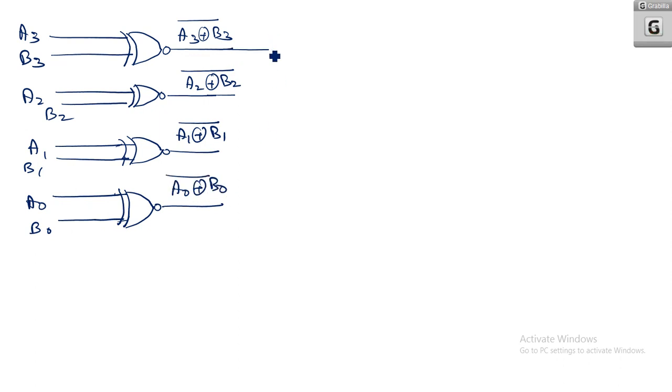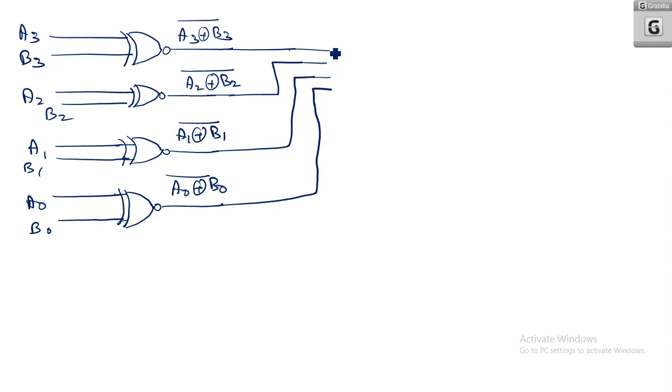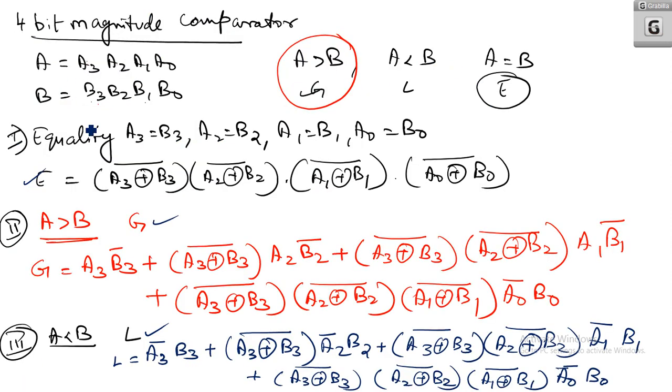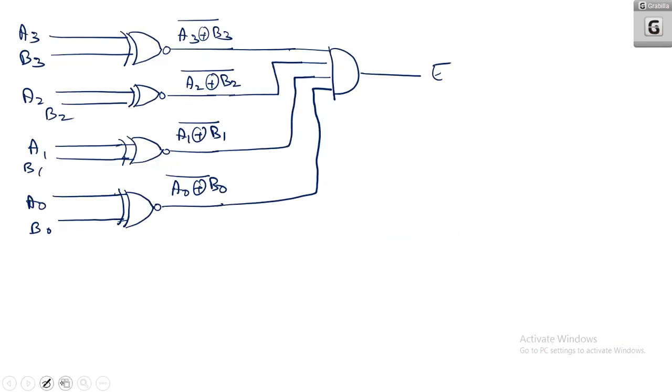So you should AND these four: 1, 2, 3 and 4. So if you are ANDing these four conditions, you will get equality. Now coming to the greater than condition, A3 B3 bar.